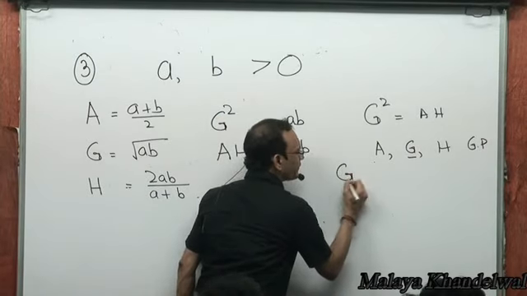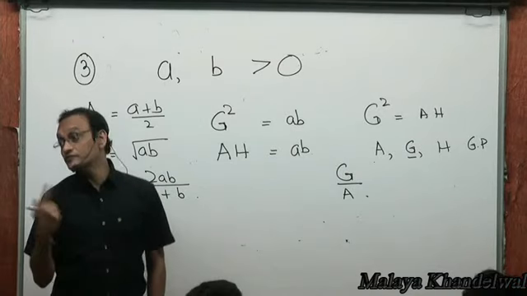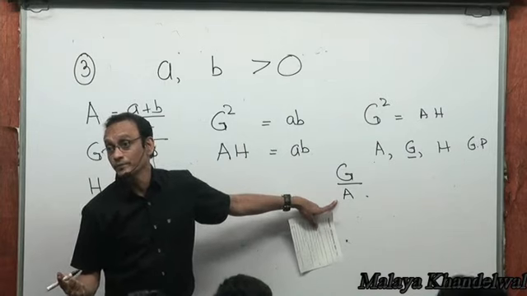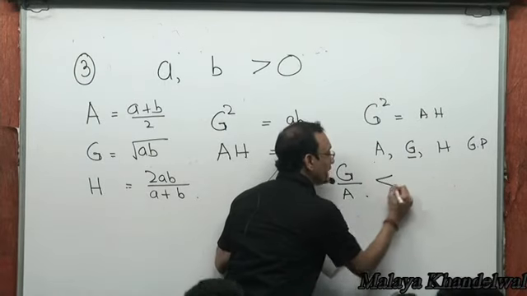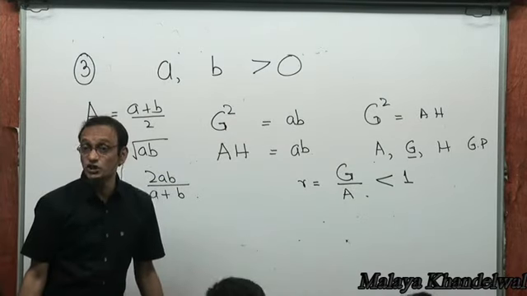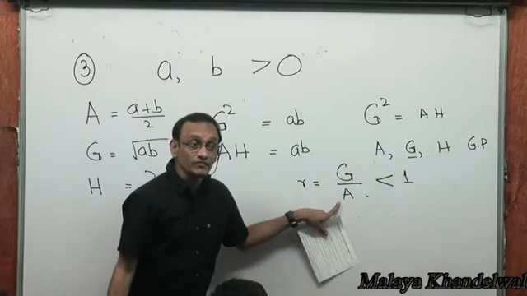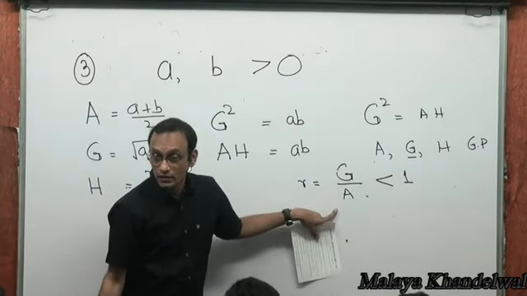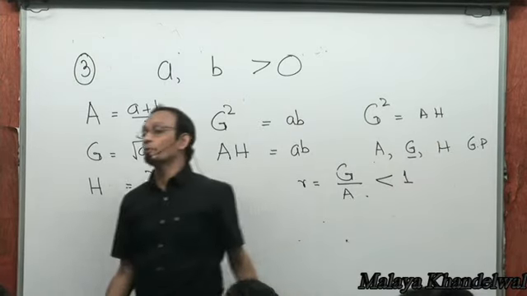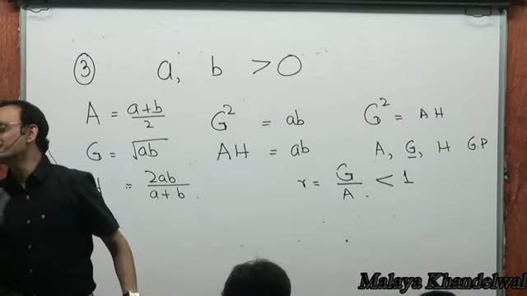G by A is geometric mean to arithmetic mean, but if two numbers are positive, then the geometric mean is always less than or equal to the arithmetic mean, right? So this will be less than 1, which is the common ratio R. G by A would be the common ratio R, right? But G is always less than A. We've seen that before, right? Geometric mean less than arithmetic mean. So AGH not only constitute a geometric progression, but one with common ratio less than 1 and therefore decreasing.